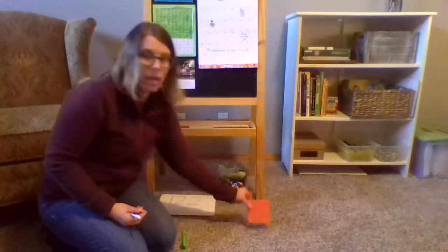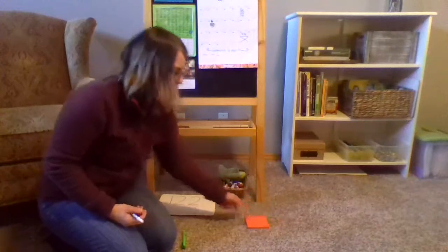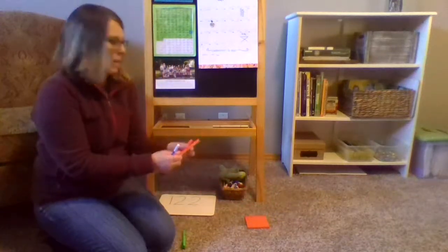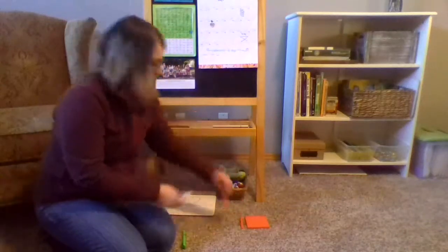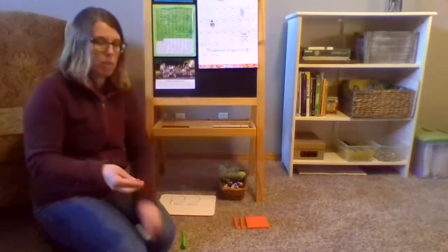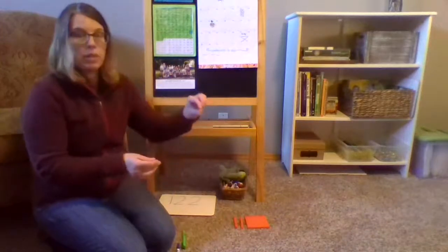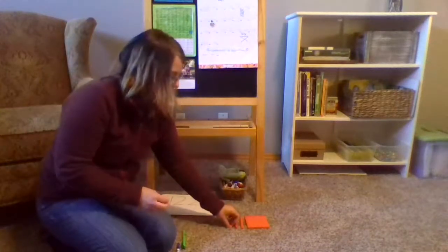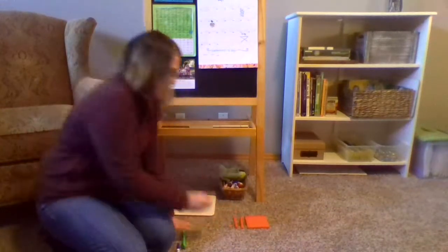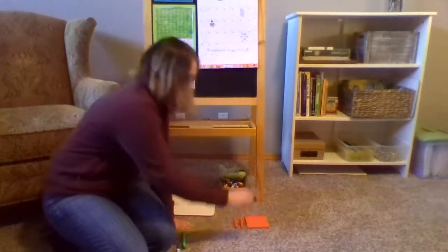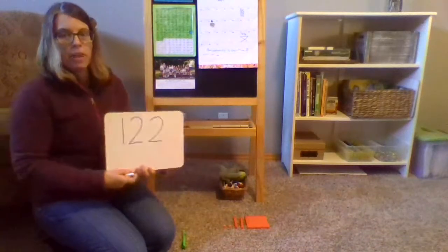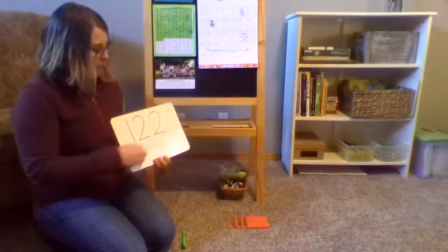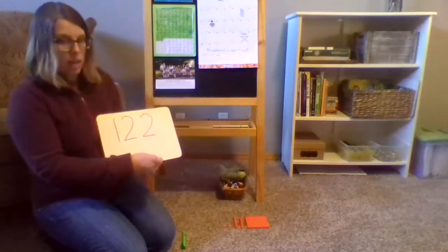So here's the 100s block, 100. And then I have 10s blocks, so we count by 10. So 110, 120. Now I have the ones blocks, 121, 122. And that does make 122. So let's all now take our whiteboards and draw pictures to represent that underneath the numbers.